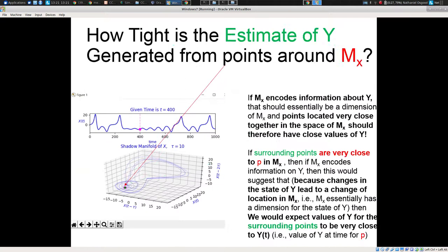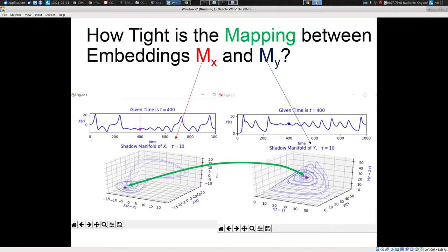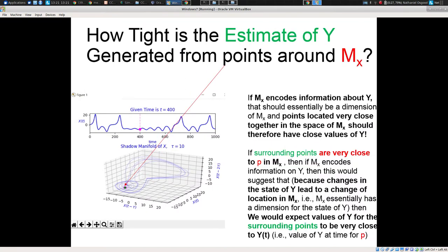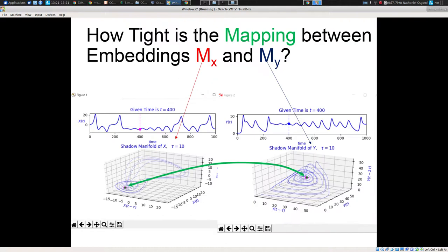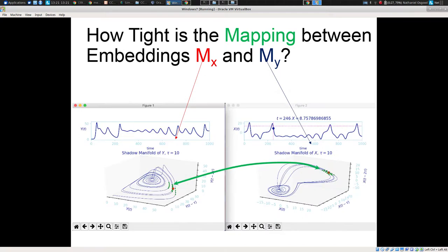Okay. So another way you can look at this, and it's sometimes explained by its inventor Sugihara, as asking how tight is the mapping between points in the reconstruction from x and the reconstruction from y. That's another way to look at it, which can be fruitful.